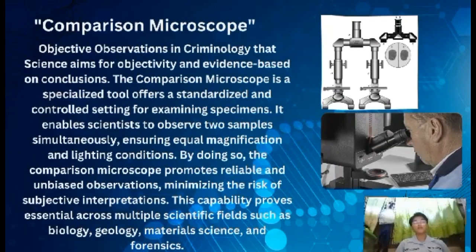They have an objective observation in criminology, that science aims for objectivity and evidence-based conclusions. The comparison microscope is a specialized tool offering standardized and controlled settings for examining specimens. It enables scientists to observe two samples, ensuring equal magnification and lighting conditions. By doing so, the comparison microscope promotes reliable and unbiased observation, minimizing the risk of subjective interpretations. This capability proves essential across multiple scientific fields such as biology, geology, material science, and forensics.